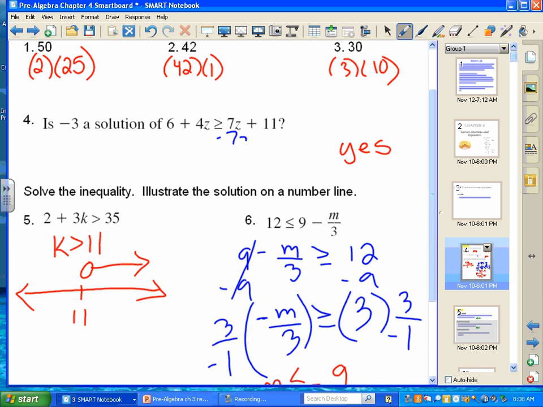Okay, so minus 7z, minus 7z. So you have 6 minus 3z greater than or equal to 11. Did you have that? Okay, minus 6, minus 6.